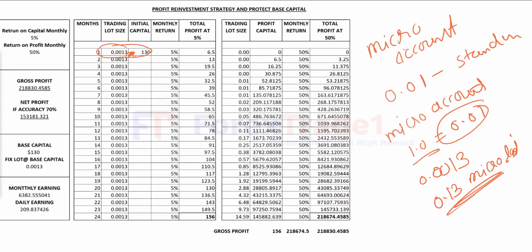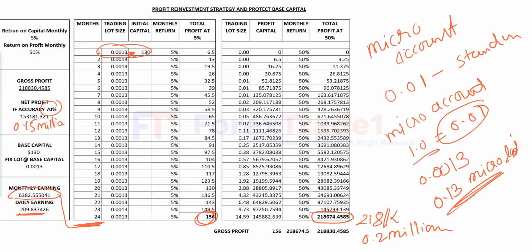Keep it clear that for that also you are getting a per day profit of 209 and a monthly return of 6,382 at the end of the 24 months. And you can see here your total profit is 156, but your reinvestment profit is around 218k, around 0.2 million. But your net profit will be 0.15 million only. Yes, we are reducing it, we are taking the factor. Someday maybe you cannot get the profit, and someday maybe you get a loss also.